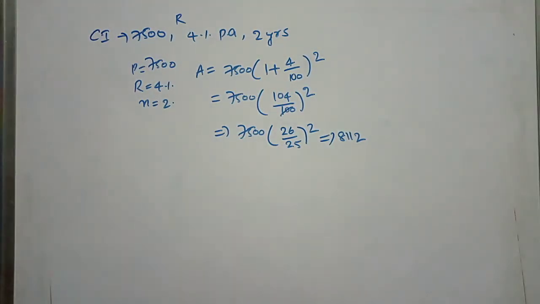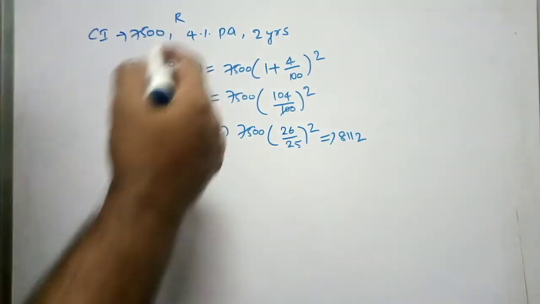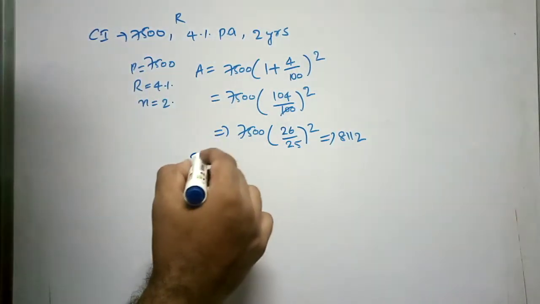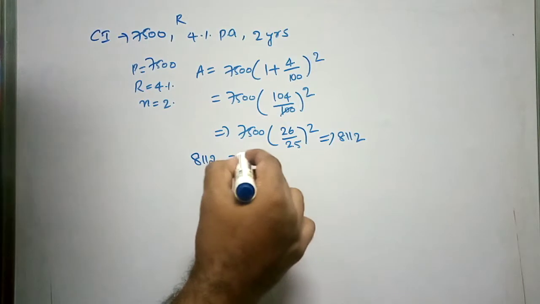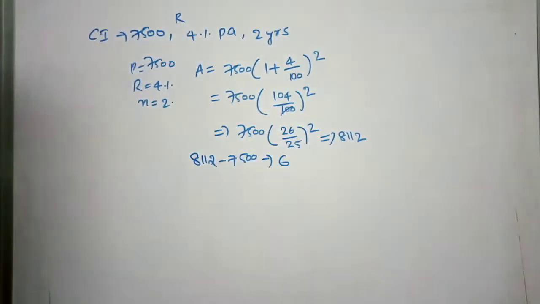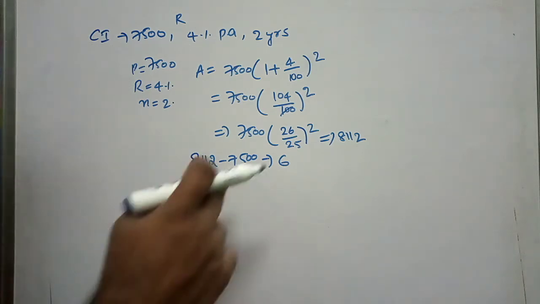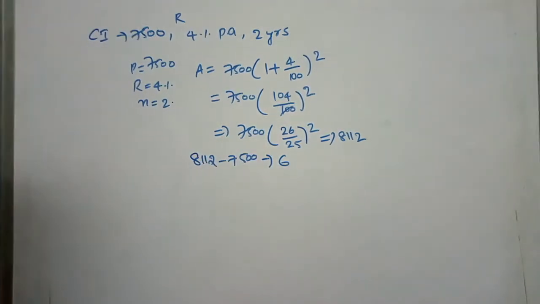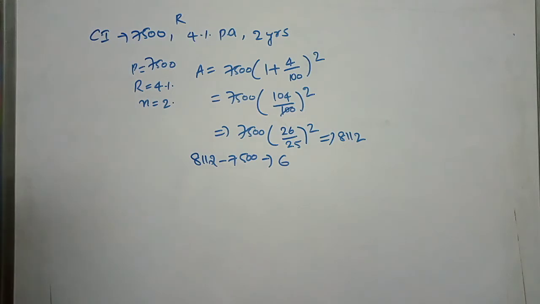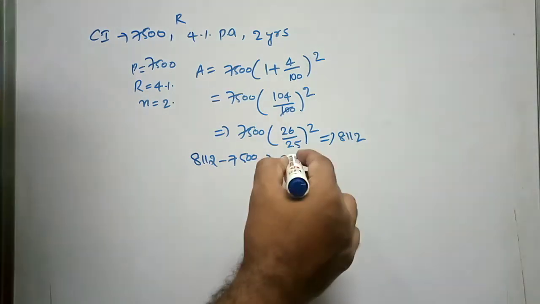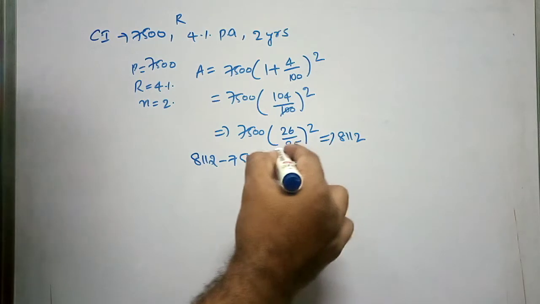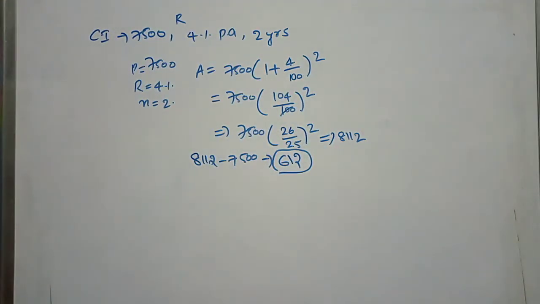So 8112. Now our principal is 7,500. So 8112 minus 7,500, which is equal to 612. So 500 plus 100, 612. So this will be the compound interest for a particular period of time.